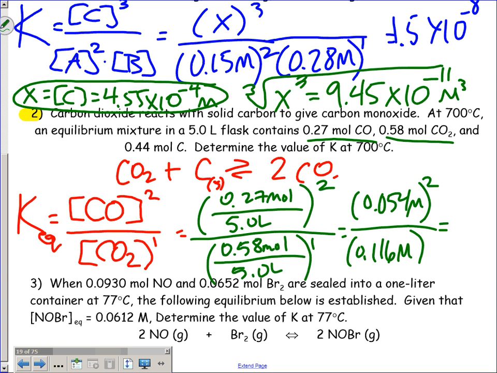Thank you. All right, what's that value? Say it loud and proud. I got 0.025. Thank you, Levi. Okay, so 0.025. Did you not square it?